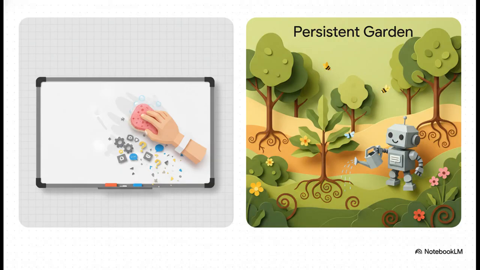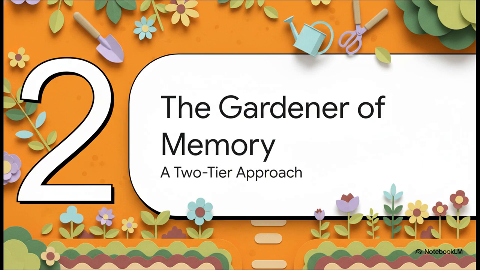The slide just lays it out perfectly. On the one side, you have that temporary whiteboard of a normal chatbot. It just gets wiped clean every single time. But on the other side, you've got OpenClaw, which is more like cultivating a garden. It's a persistent, growing, and organized space where information can actually put down roots and stick around for weeks, months, or, well, forever. So let's take a walk through this garden.